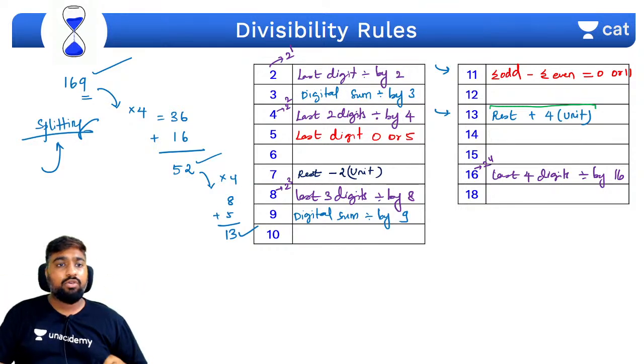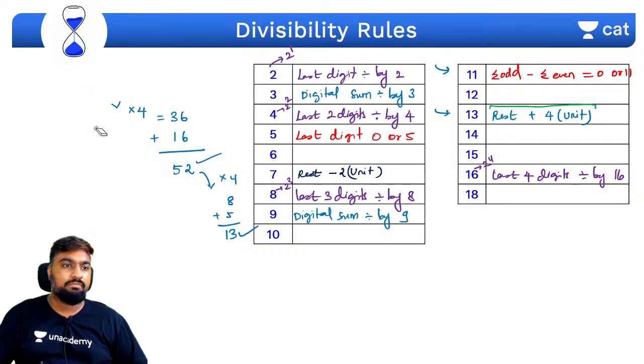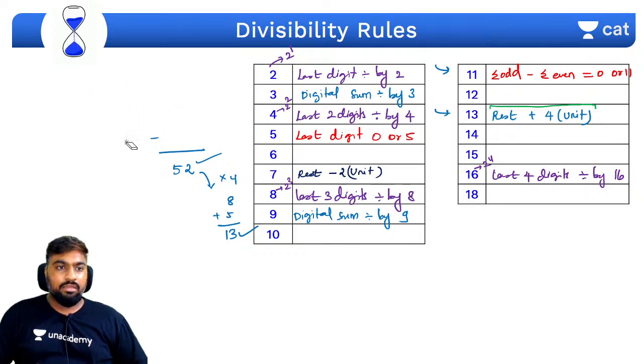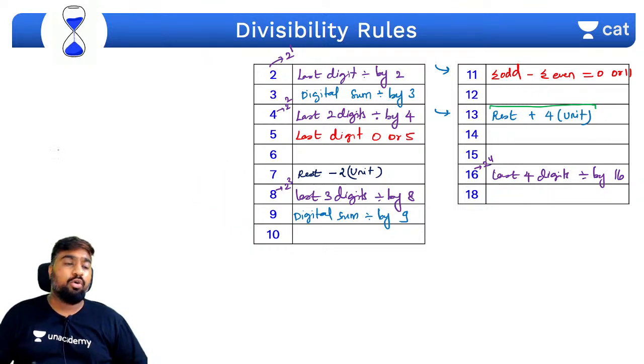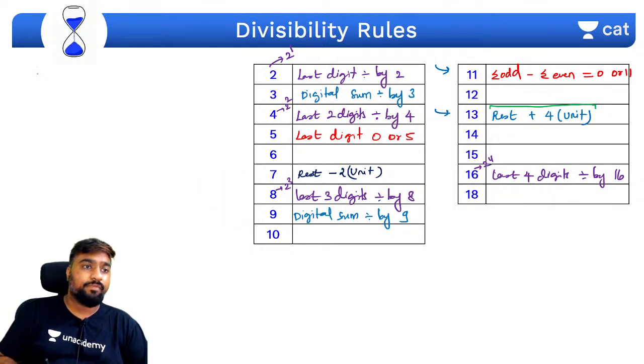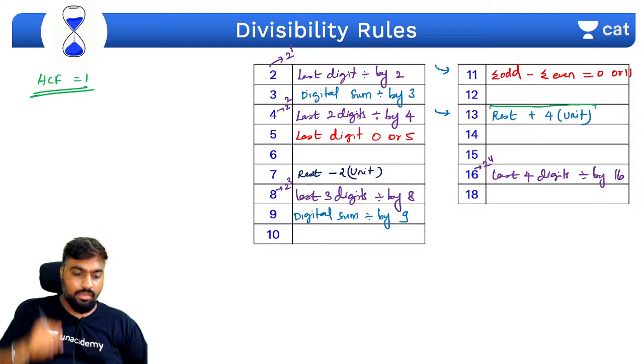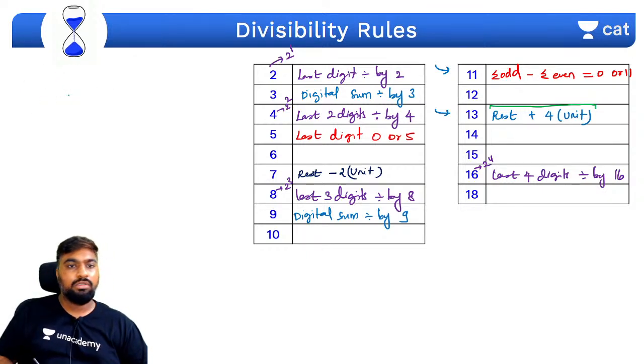Okay. Now let's go for something called co-primes. What do you mean by co-prime numbers? Co-prime numbers are numbers that have no common factor. HCF is always equal to 1. Yes, we'll talk more about co-prime numbers later, but for now let's look at this.